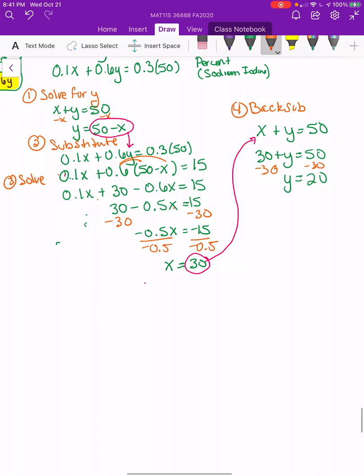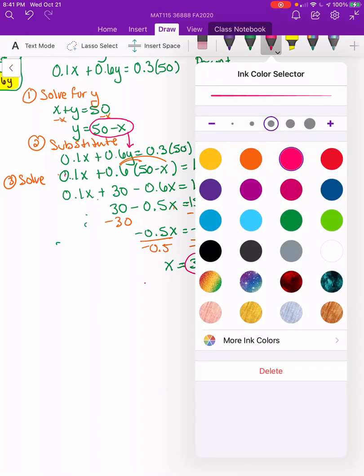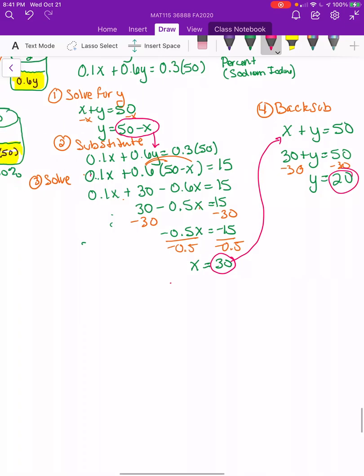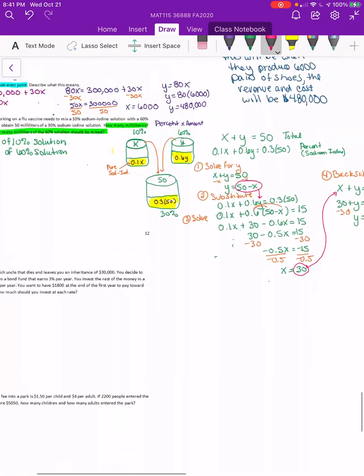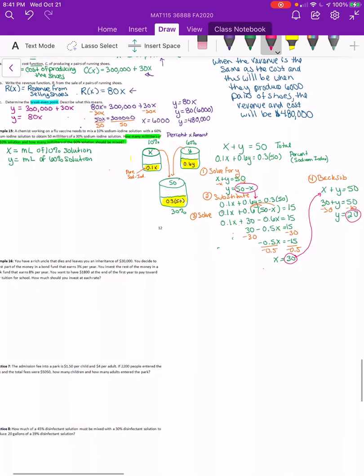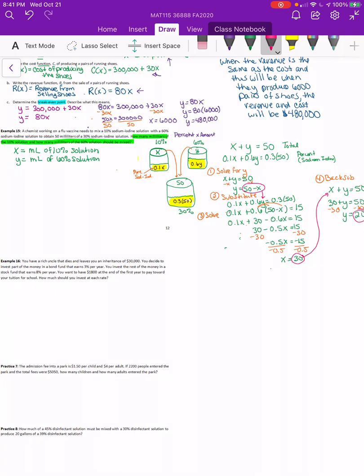Okay. All right, so now don't forget to answer the question. So let's go back over here and we'll answer this question. So we got x is 30, y is 20. So we're going to say we should mix 30 milliliters of the 10% solution and 20 milliliters of the 60% solution.